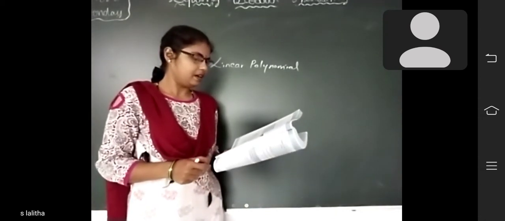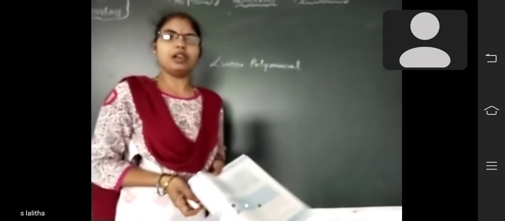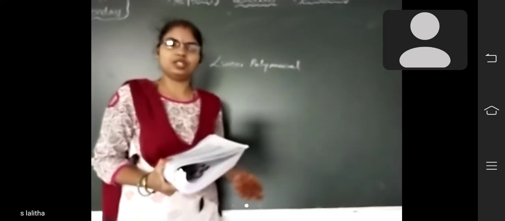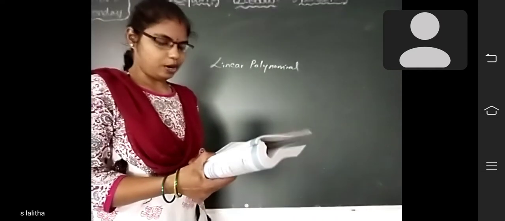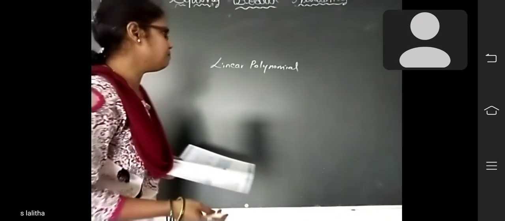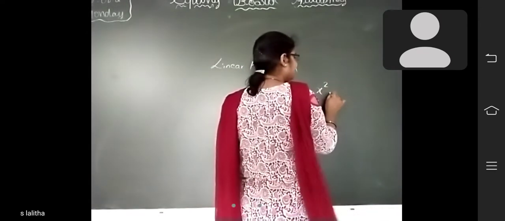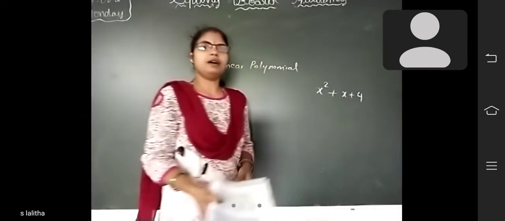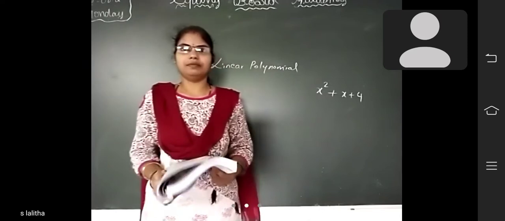Next, second, degree of the polynomial is 2. What is the name of the polynomial? Quadratic polynomial. So if the degree of the polynomial is 2, it is a quadratic polynomial. Can you write an example, children? For a quadratic polynomial, you can write power 2 as the degree: x square plus x plus 4. So here the degree is 2, so it is a quadratic polynomial.